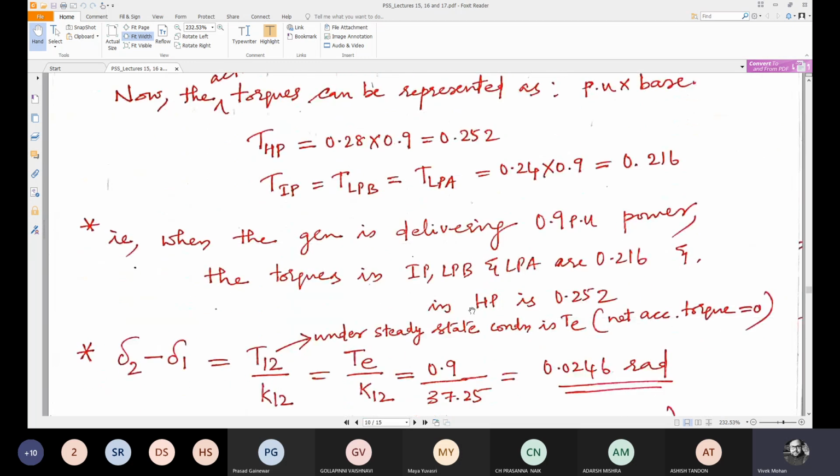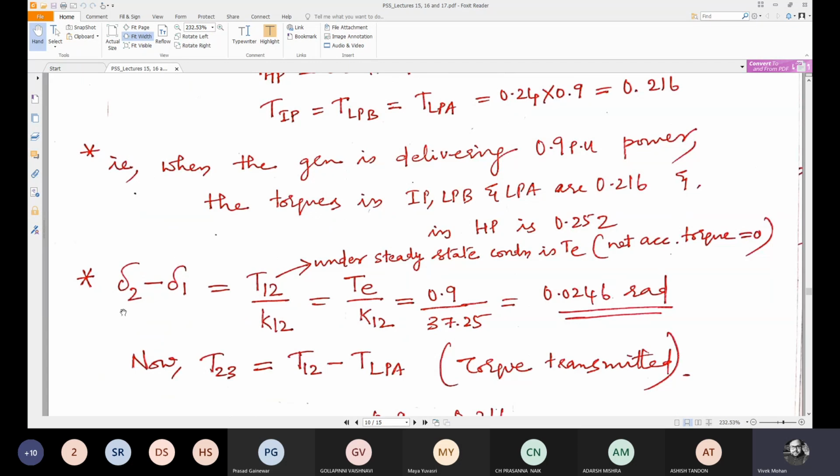Okay, so when the generator is delivering 0.9 per unit power, the torques in intermediate pressure, low pressure B and low pressure A are 0.216, and in the high pressure turbine is 0.252. These are given. So this is just analysis of a result. That is why these values are given.